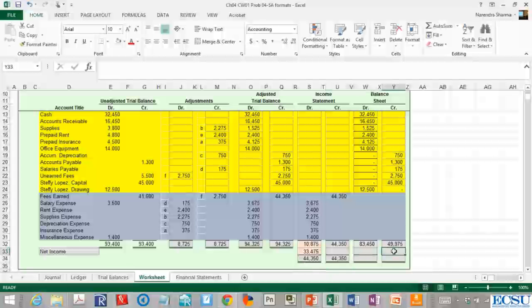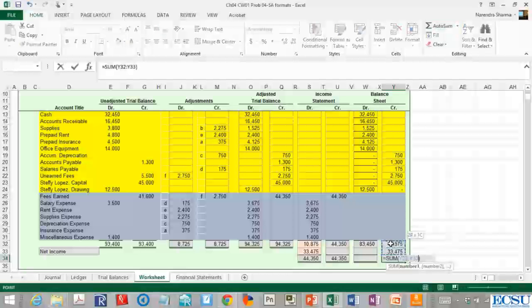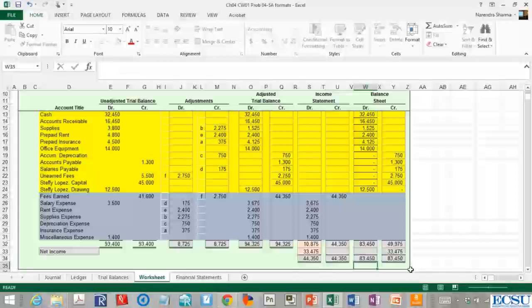Now in this case also, please understand, if you have done everything correctly, the difference between these two should be the same, 33,475. Why so? Because that 33,475 belongs to the owner in a sole proprietorship. Therefore it should go on the side whichever is the capital. Capital is on the credit, so it should be on the credit, 33,475. Now if you add these two, do you get the same total or not? That is 83,450. Yes, 83,450. So that means we have done that correctly.